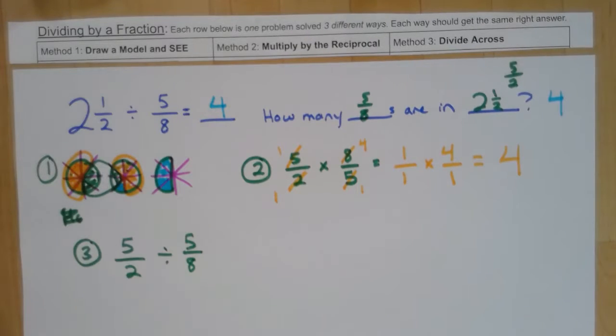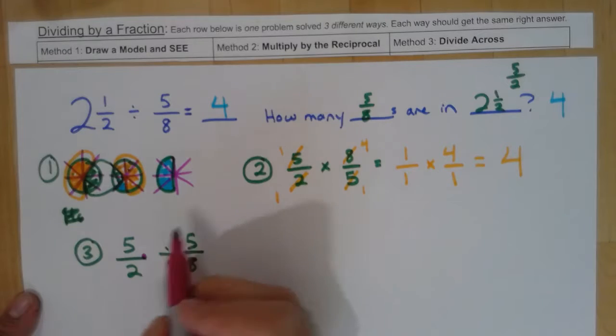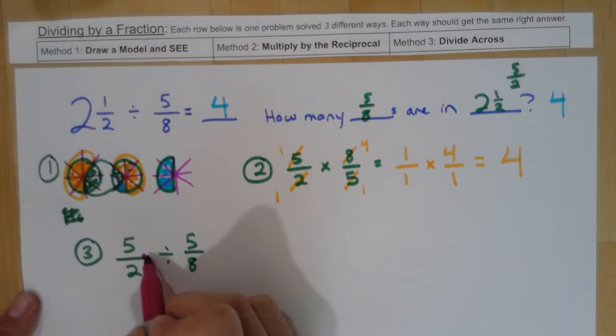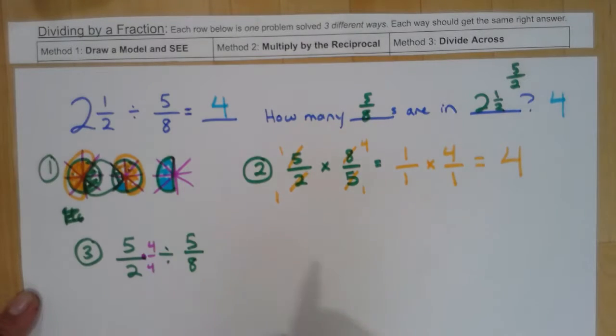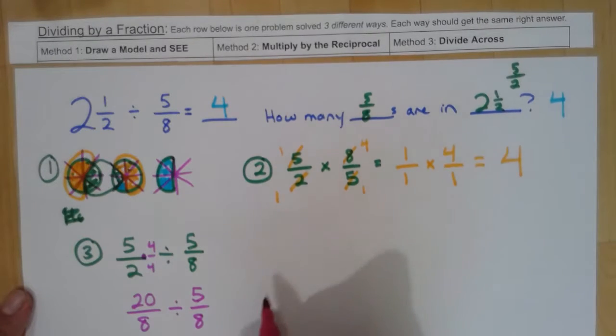So let's go ahead and get common denominators just so we can know what we're really talking about here. I want these to be eighths. So let's multiply by 4 over 4. We're allowed to do that. 4 over 4 is just 1. We can always multiply by 1. It doesn't actually change the value of the fraction. So now I have 20/8 divided by 5/8. So our question now is how many 5/8 are in 20/8?